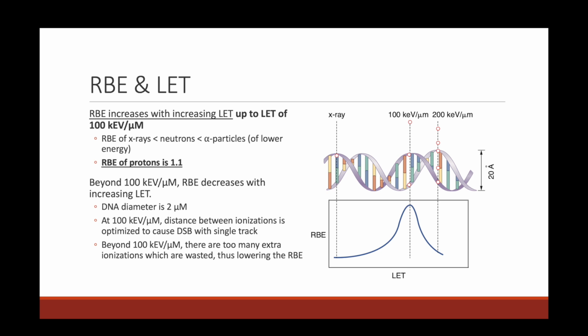And if you're going to memorize one thing from this entire talk, memorize this fact. RBE increases with increasing LET up to an LET of 100 keV per micrometer. Beyond 100 keV per micrometer, as LET continues to increase, the RBE decreases. So RBE increases with LET up until 100 keV per micrometer, and then as LET continues to increase, RBE decreases.